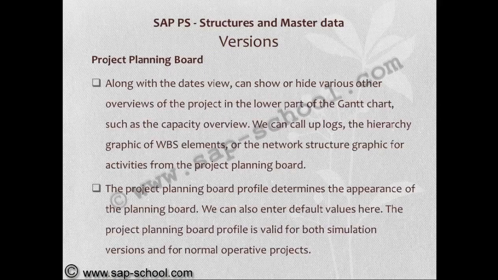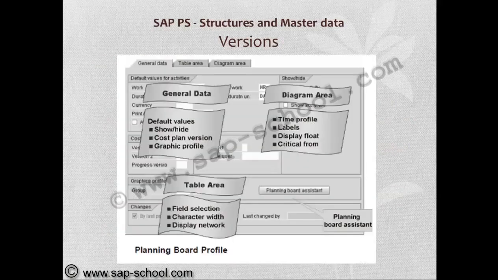Along with the dates view, we can show or hide various other overviews of the project in the lower part of the Gantt chart, such as the capacity overview. We can call up logs, the hierarchy graphic of WBS elements, or the network structure graphic for activities for the project planning board. The project planning board profile determines the appearance of the planning board. We can also enter default values here. The project planning board profile is valid for both simulation versions and the normal operative projects.